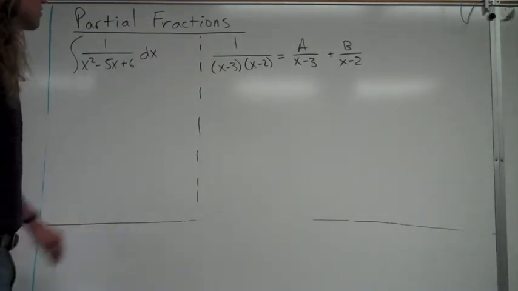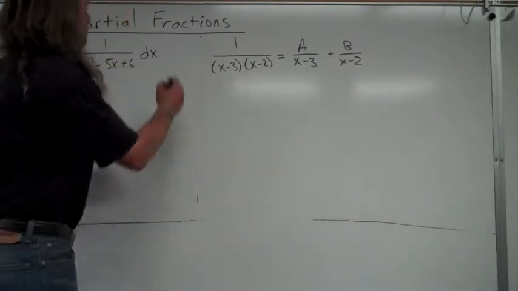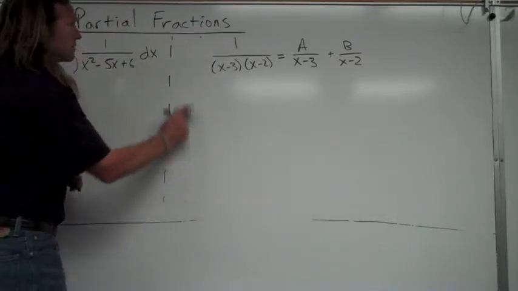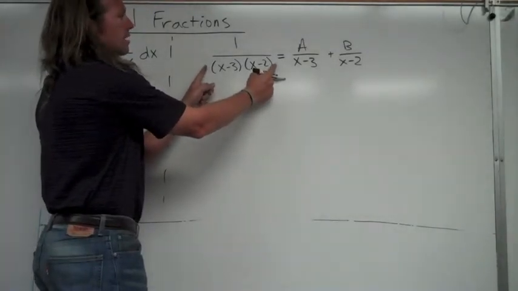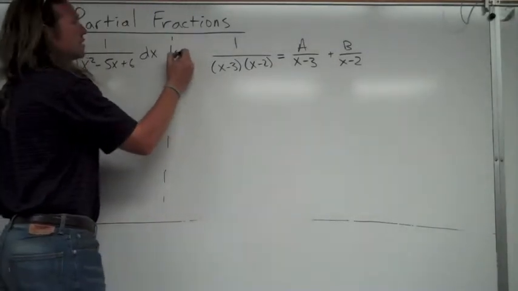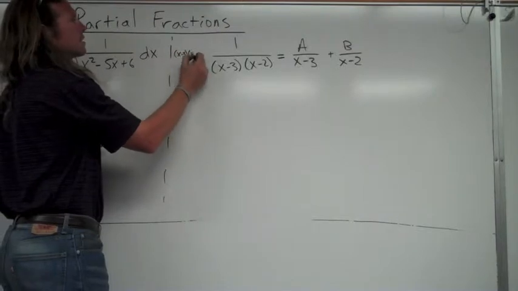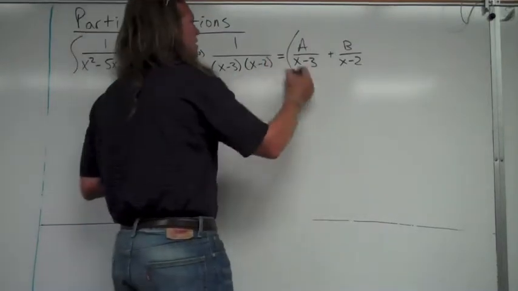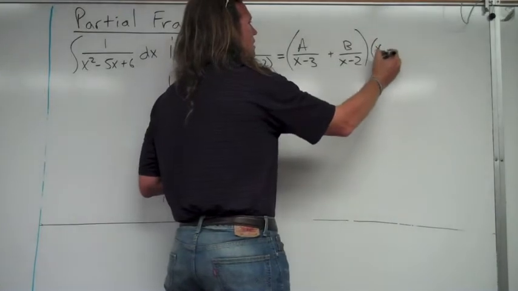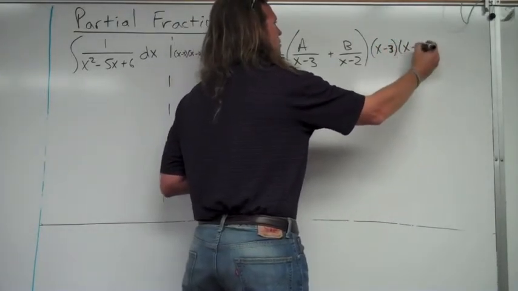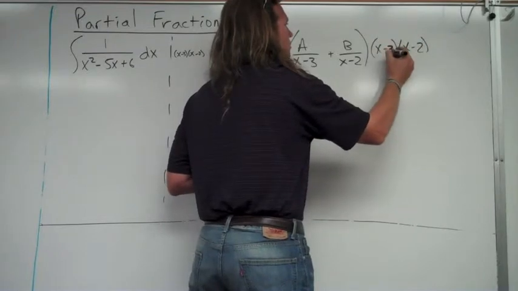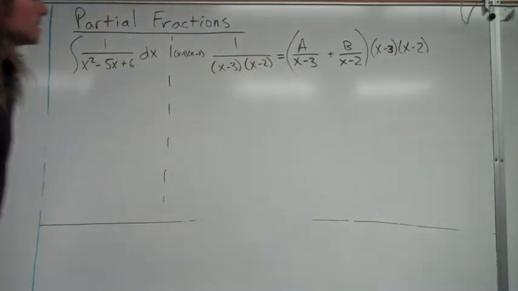And the next thing you're going to do here, just kind of move this dotted line up a little bit, so there's some space for this next thing, is you're going to multiply both sides by the denominator right here. So multiply the left side times x minus 3 times x minus 2. Multiply this entire right side by x minus 3 times x minus 2.